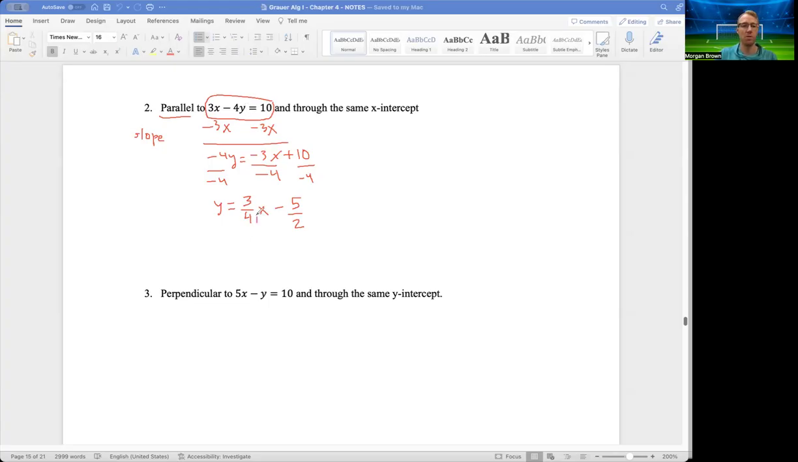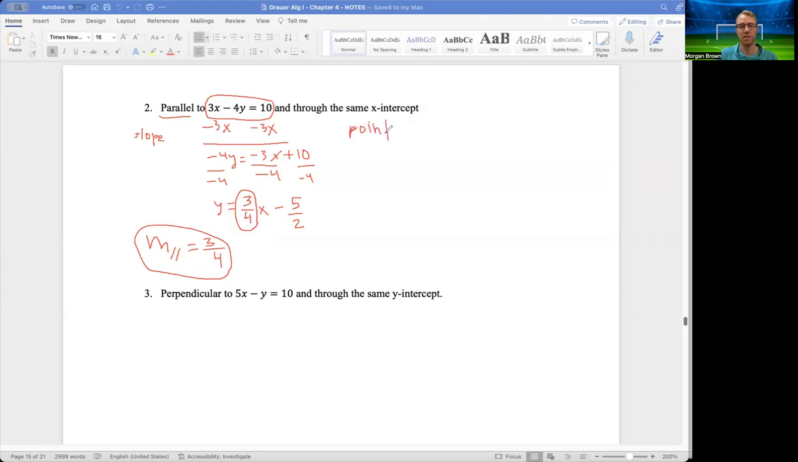So if I want to be parallel to it, I'm going to take this slope value and I'm just going to use it. So the slope that I want for my parallel line is going to be 3/4 because it's parallel, so it's the same slope. And I rearranged the equation they give us into a form that allowed me to see easily what that slope is. Now I need to know what point my line has to go through.